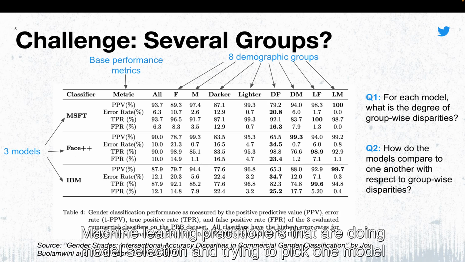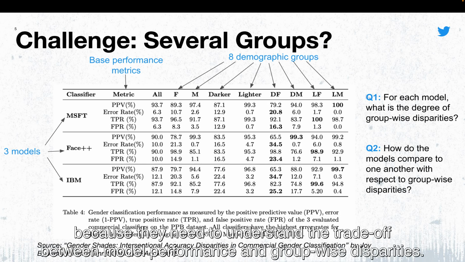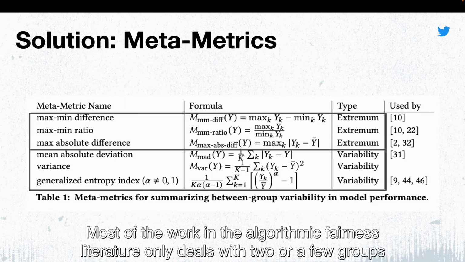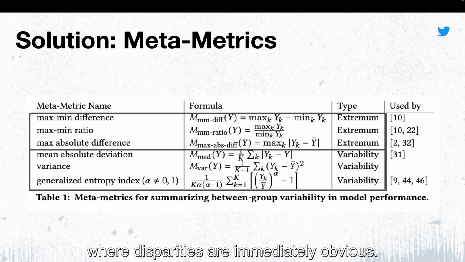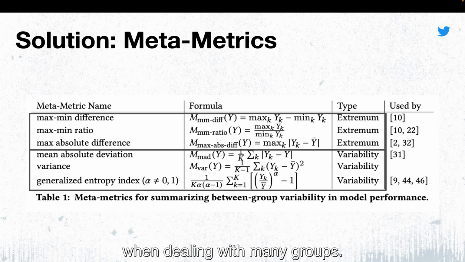Machine learning practitioners that are doing model selection and trying to pick one model out of hundreds or thousands based on hyperparameter choices need to answer these questions quickly because they need to understand the trade-off between model performance and group-wise disparities. Most of the work in the algorithmic fairness literature only deals with two or a few groups where disparities are immediately obvious. However, there is some work and some tooling that tries to answer the previous two questions when dealing with many groups.